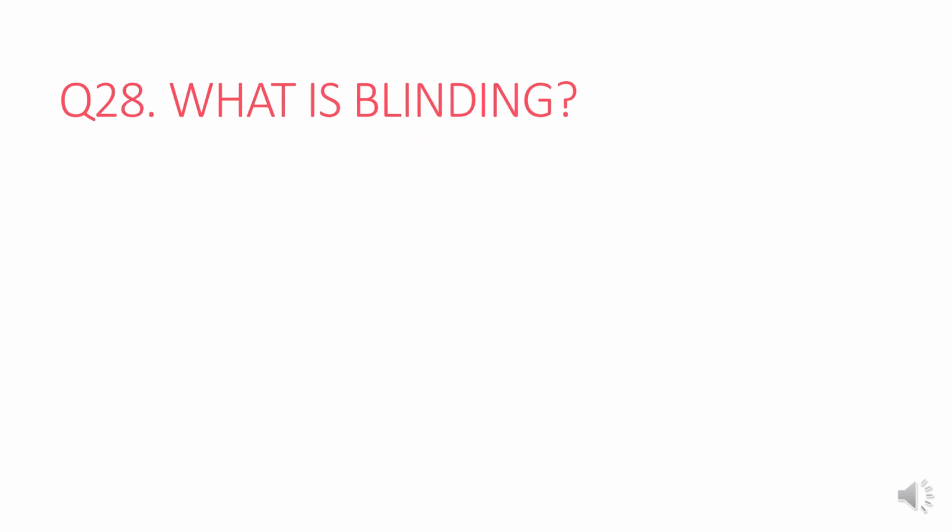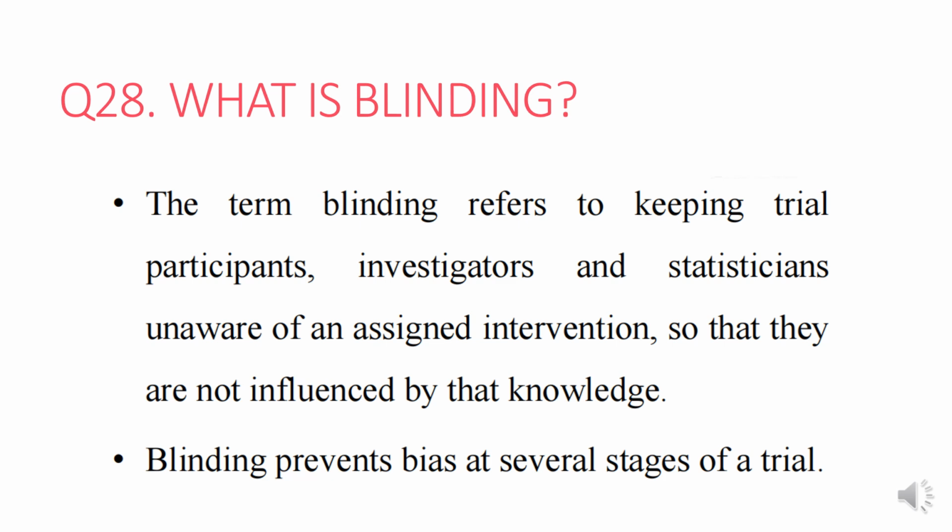Question 28 is what is blinding? The term blinding refers to keeping trial participants, investigators, and statisticians unaware of an assigned intervention so that they are not influenced by that knowledge. Blinding prevents bias at several stages of a trial.